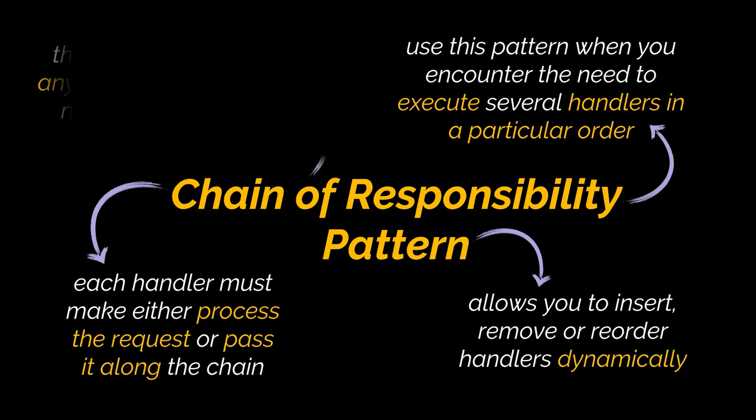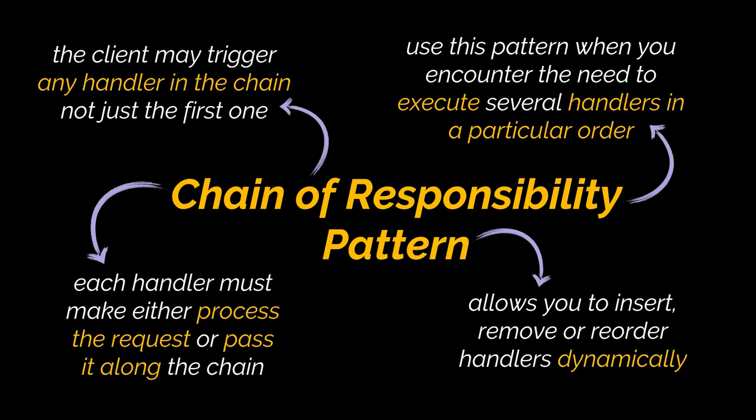Finally, concerning the client, he may trigger any handler in the chain, not just the first one, and the request will be passed along the chain until some handler refuses to pass it further, or until it reaches the end of the chain.